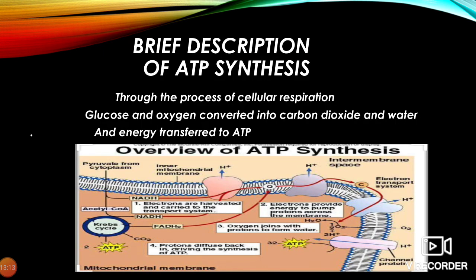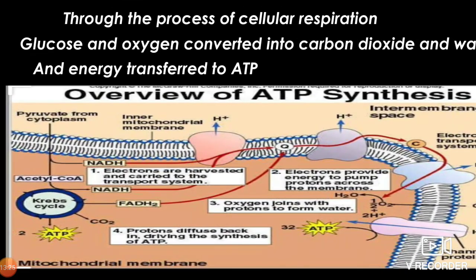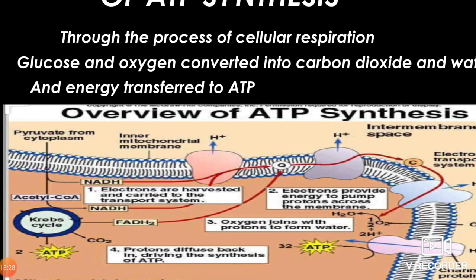A brief description of ATP synthesis: through the process of cellular respiration, glucose and oxygen are converted into carbon dioxide and water, and energy is transferred to ATP. An overview of ATP synthesis: the first step is that electrons are harvested and carried to a transport system, and the second step is that electrons provide energy to pump protons across the membrane. The third is that oxygen joins with protons to form water, and the fourth is that protons diffuse back in, driving the synthesis of ATP.